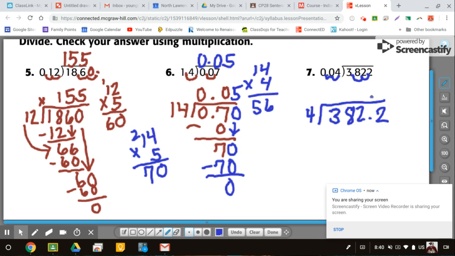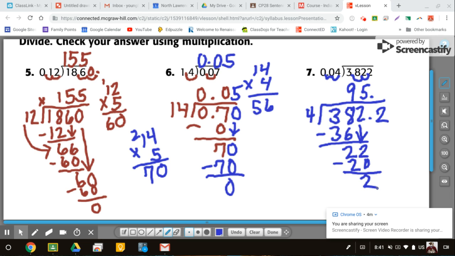Now, does 4 go into 3? It does not, but 4 goes into 38. Again, I know my facts. I know that it's 9 times 4 equals 36. Subtract those, you're going to get 2. Bring down your 2. 4 goes into 22 5 times. 5 times 4 is 20. Subtract that. It's going to give you a 2.